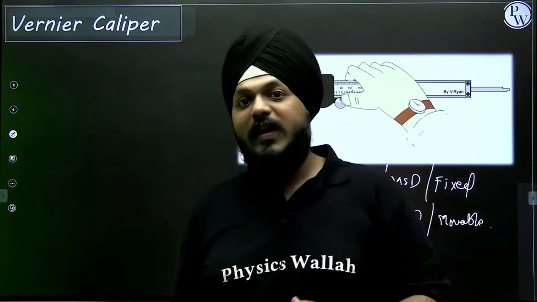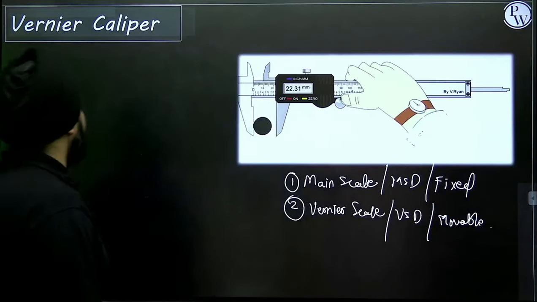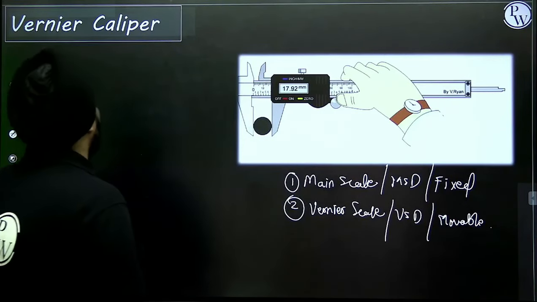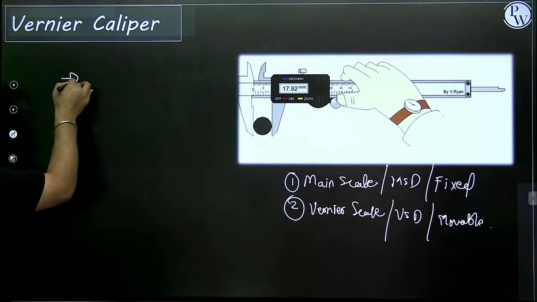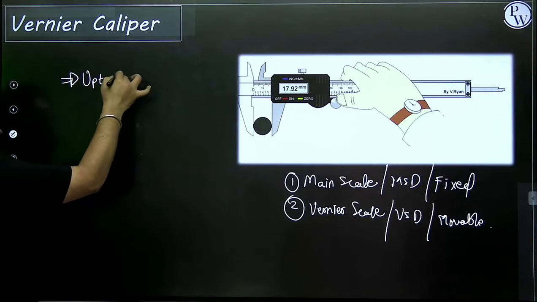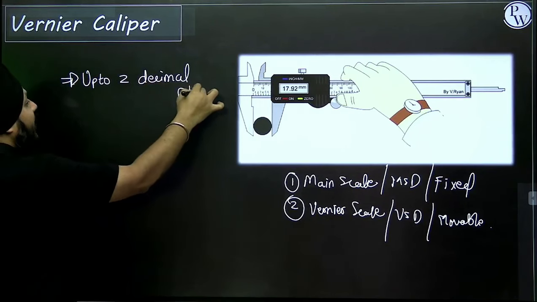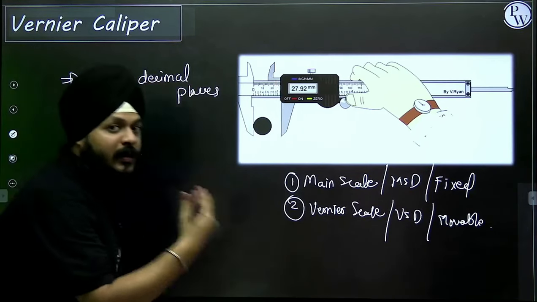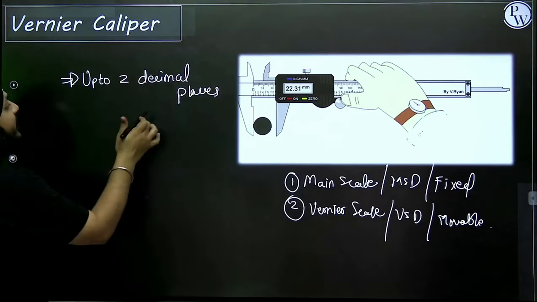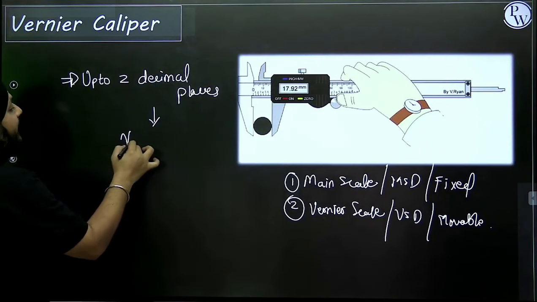One scale is always fixed. Second, it is a movable scale, right? So this is a Vernier caliper, right? Up to 2 decimal places. Generally, it can measure up to 3, 4, right? But the value will be less accurate. Generally, up to 2 decimal places. Calipers are used.